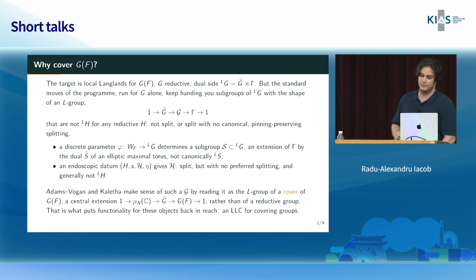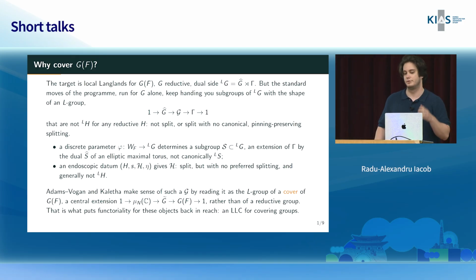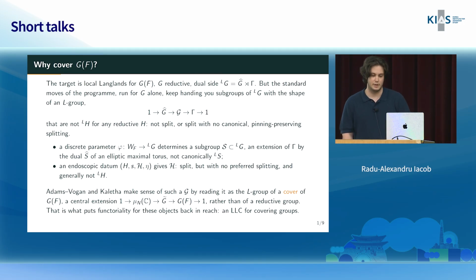So first of all, let's give a bit of motivation. So what are these things? First of all, these are central topological extensions of the F points of a reductive group G by the nth roots of unity mu_n of C. And we care about these things because even if you just care about the classical local Langlands correspondence, you end up with these sort of extensions of the absolute Galois group by the complex dual group of G, which do not come from L-groups of any reductive group.